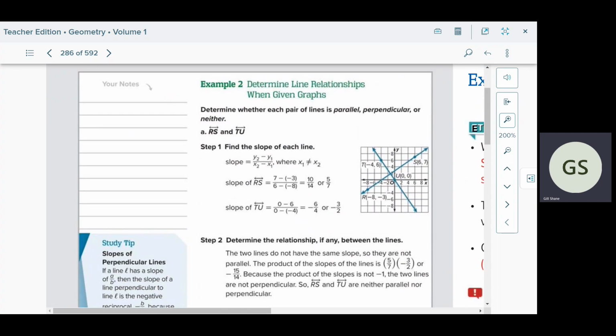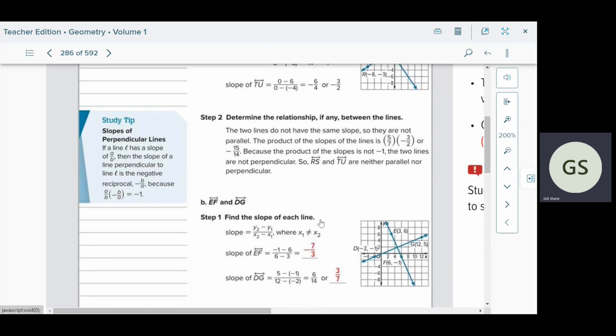So example 2, determine line relationships when given a graph. We already did that. It's the same concept as if you only have points. Use the slope formula. Well, I can't write on the screen right now, since I'm not at school, so I can't use the whiteboard or smartboard. So you have the slope formula. You do the same thing we did here. You could just do rise over run if you have a graph already. The final answer, though, is just if the slopes are the same, they're parallel. If you multiply them together and you get -1, they're perpendicular.